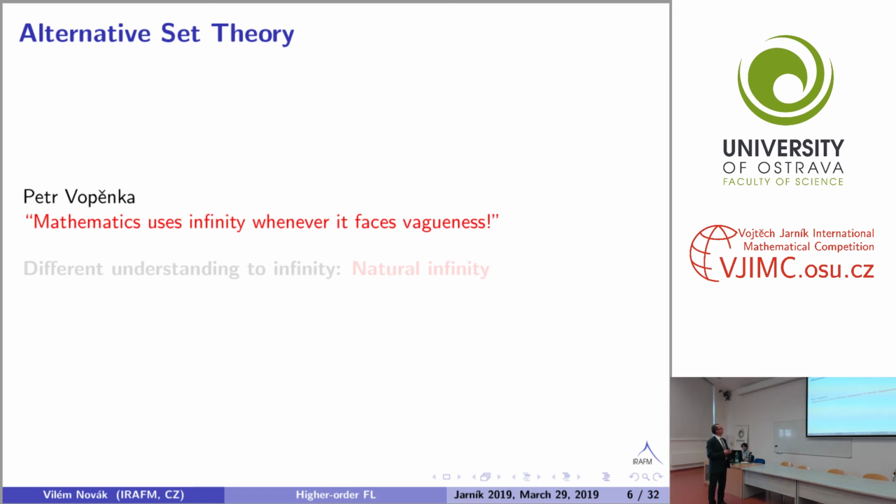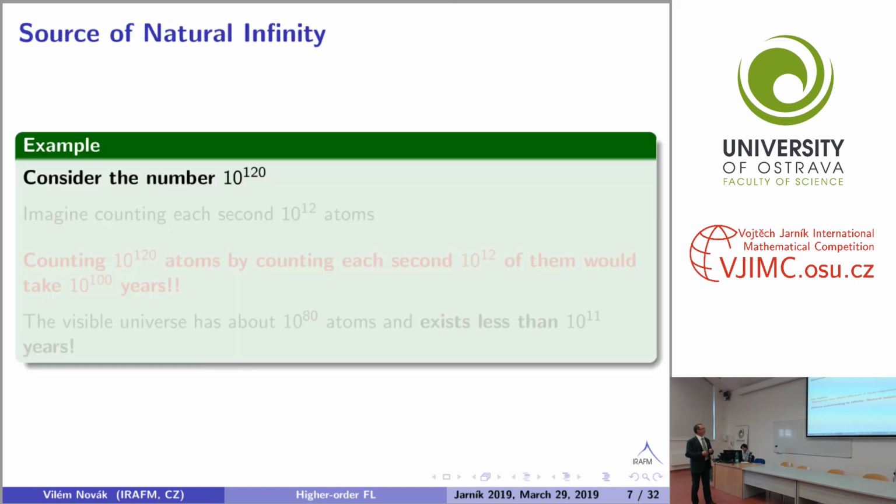And now let me mention the so-called alternative set theory. Alternative set theory was established by Czech mathematician Petr Vopenka, who unfortunately died 4 years ago. And he proclaimed the following sentence, that mathematics uses infinity whenever it faces vagueness. It is somehow surprising, and I will try to demonstrate that his idea is really very true. What he introduced in this alternative set theory is a different understanding of infinity. He called this natural infinity.